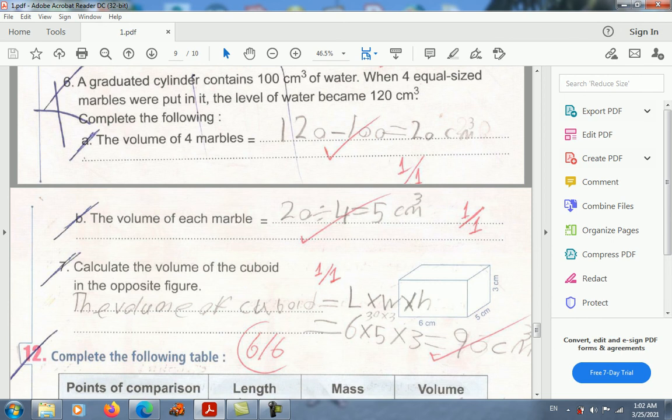6. A graduated cylinder contains 100 centimeter cube of water. When 4 equal sized marbles were put in it, the level of water became 120 centimeter cube. Complete the following.